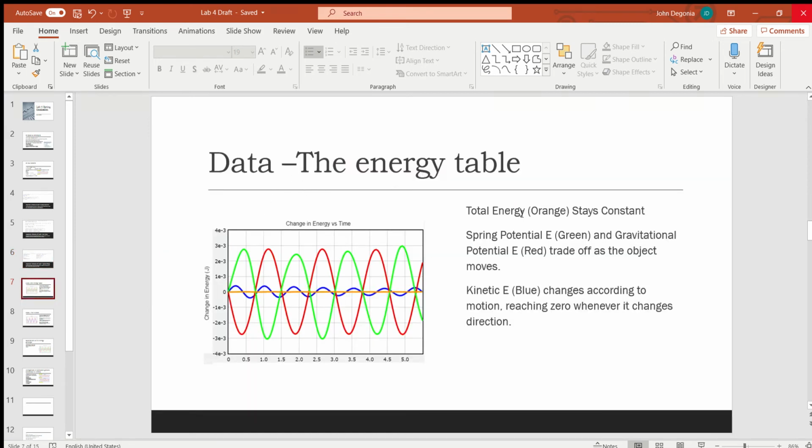Here we have total energy in orange staying constant the entire time, potential spring energy in green, and potential gravitational energy in red. As you can see, they trade off as it oscillates, and then kinetic energy in blue, changing according to motion. It's oscillating twice as quickly on the graph here because every time it hits the end of an oscillation, the movement stops briefly, and that's when you have zero kinetic energy.